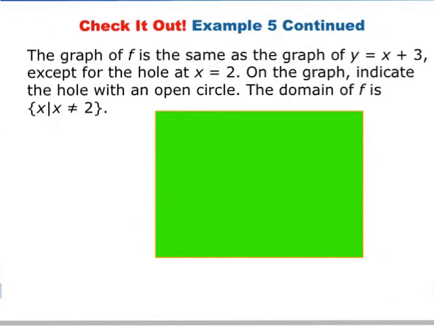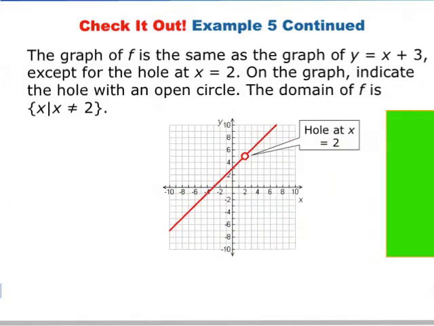Go ahead and pause the video, because on this slide I want you to show the graph. Once you've shown the graph, we're going to look and see what you've done. Okay, now that you've graphed it, let's see if you agreed with me. Here's your equation, y equals x plus 3. So draw it in here. And then you have x equals 2. You're going to go to 2, go up to the line, and right there put an open circle indicating there's a hole in the graph at the domain value x equals 2.